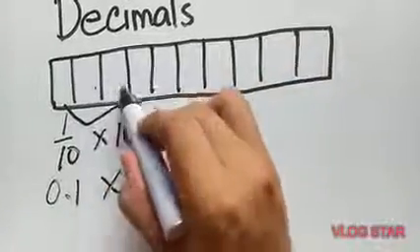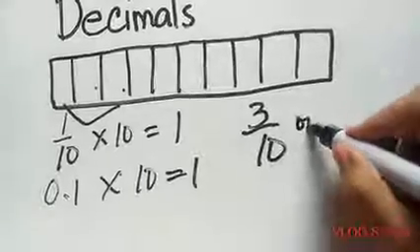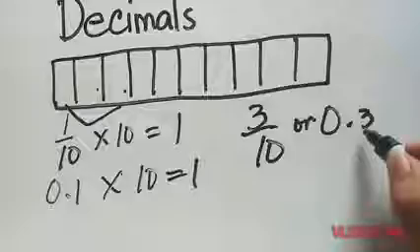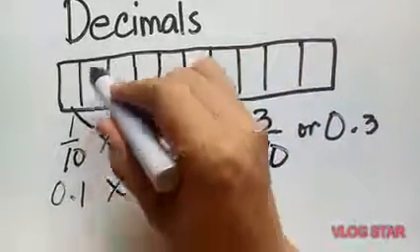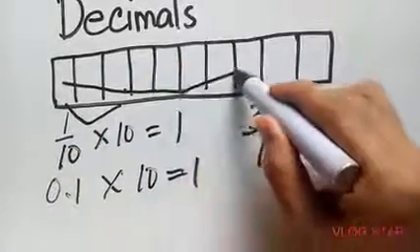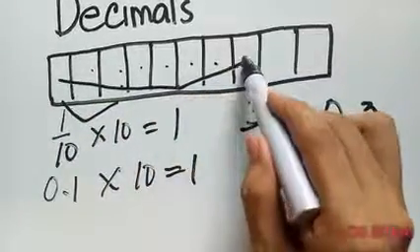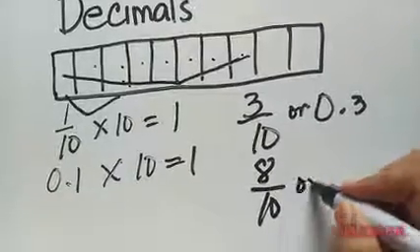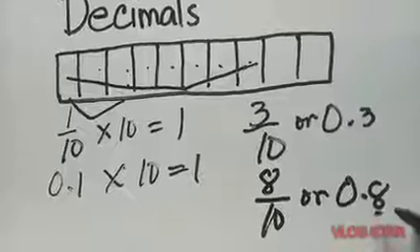So 1, 2, 3, then it is equal to 3/10, or in decimal we can write it as 0.3. Next, what if we get this part? 1, 2, 3, 4, 5, 6, 7, 8. So we can write this as 8/10 or 0.8.